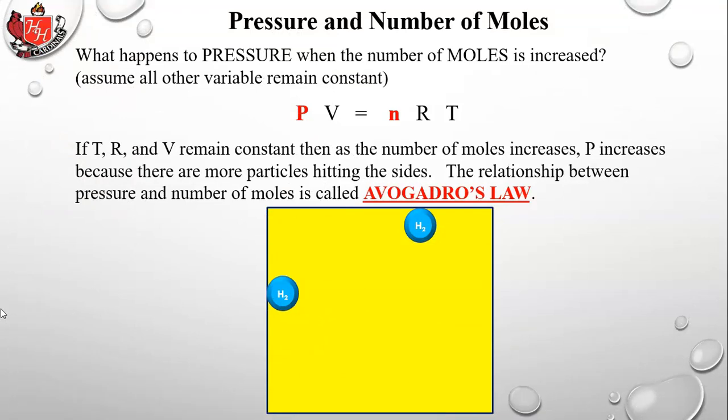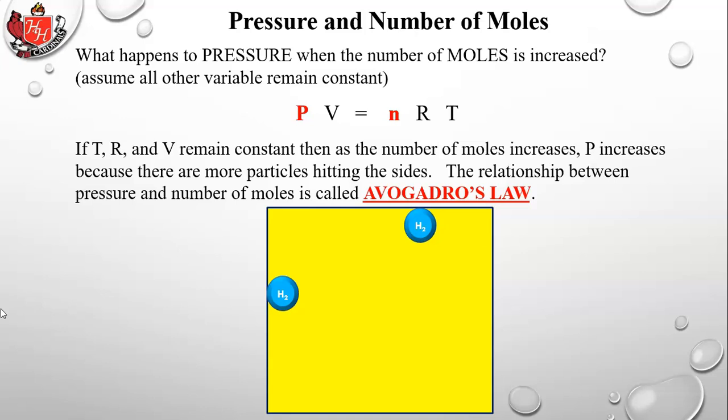What happens to pressure when the number of moles is increased? PV equals nRT. Just mathematically, P and n are on opposite sides of the equal sign. Therefore, if one of them goes up, the other one has to go up. So if you double the number of moles n, you're going to double the pressure to keep the equation in balance. If T, R, and V remain constant, then as the number of moles increases, P increases because there are more particles hitting the sides.